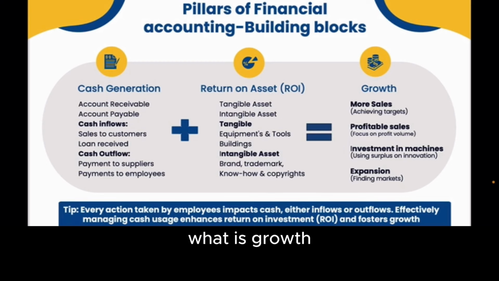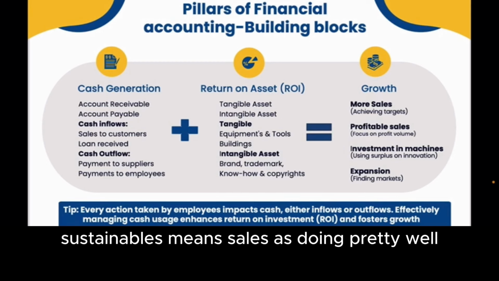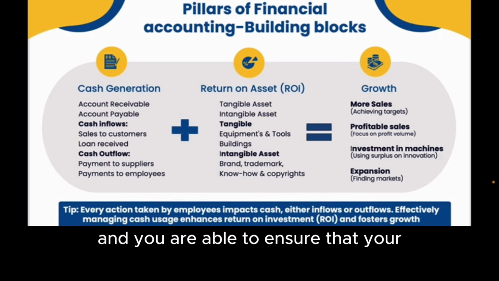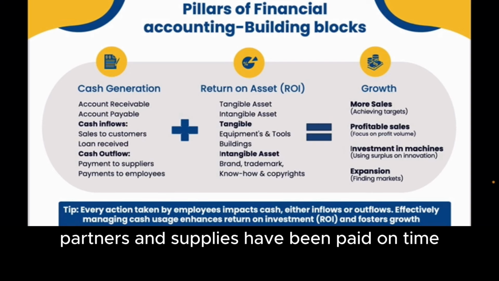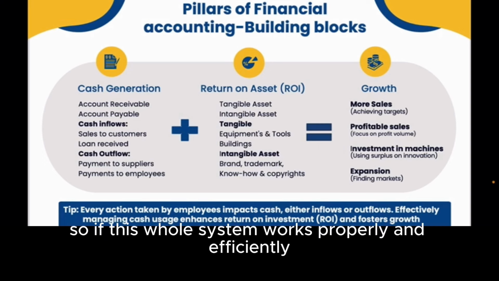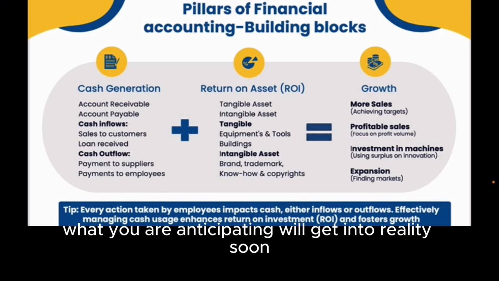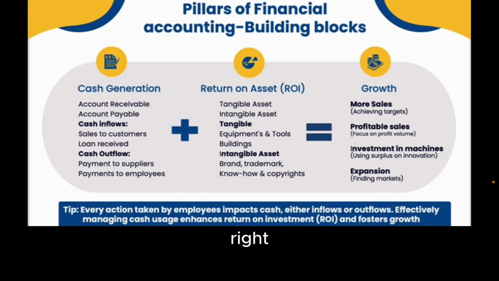Okay, what is growth? If your assets are functioning properly and being utilized properly, and your accounts receivable, meaning sales, is doing pretty well, and you are able to ensure that your partners and suppliers are being paid on time, then you will have more sales, right? So if this whole system works properly and efficiently, the targets will be achieved. What you are anticipating will become reality soon, right?